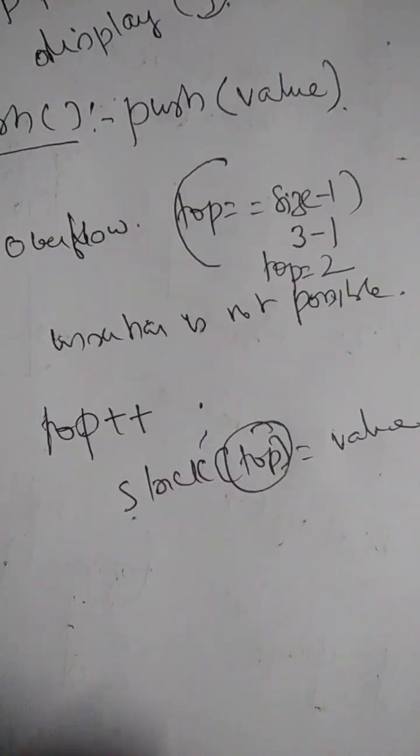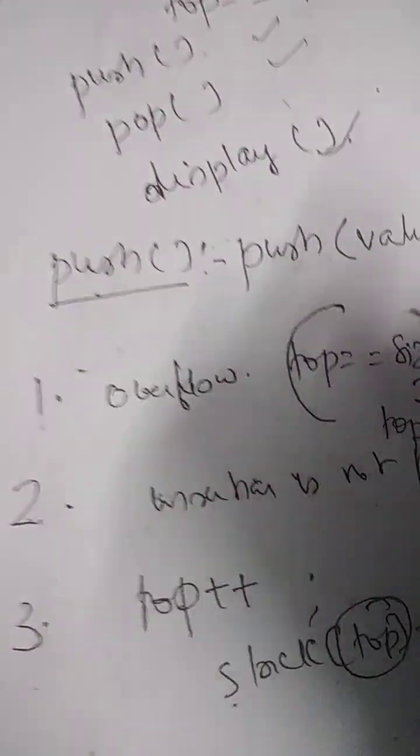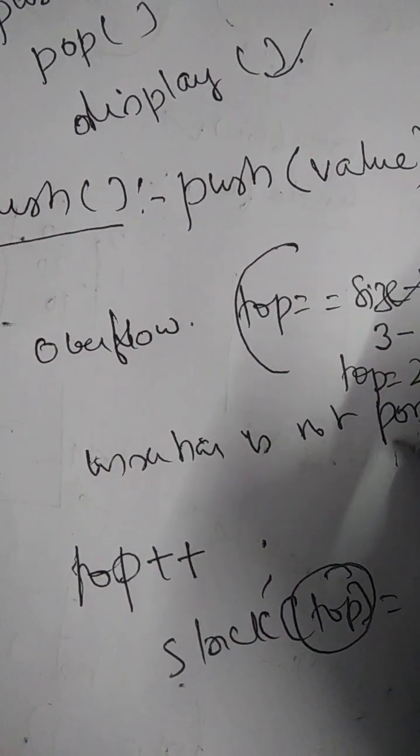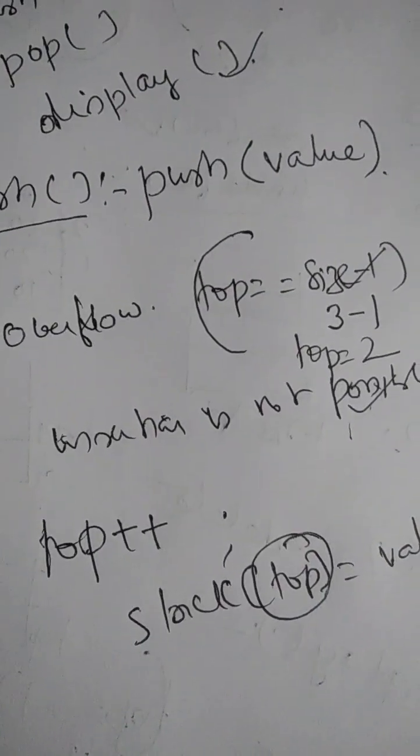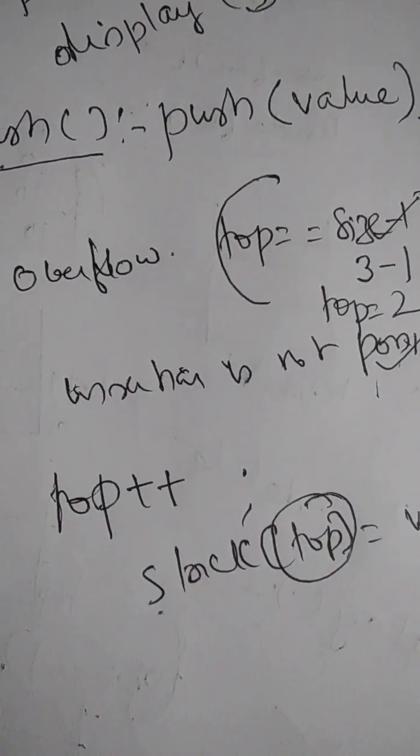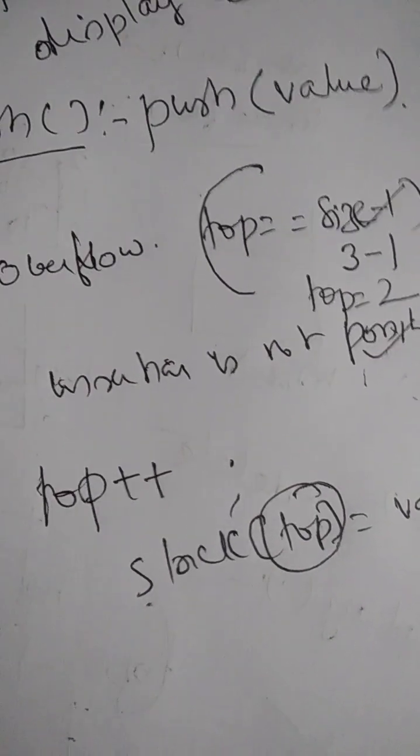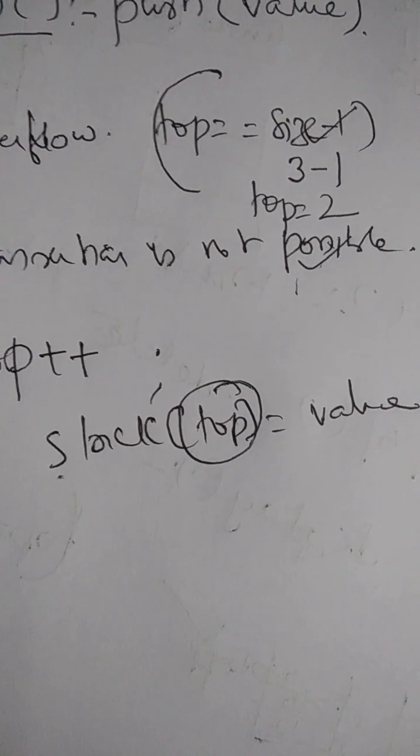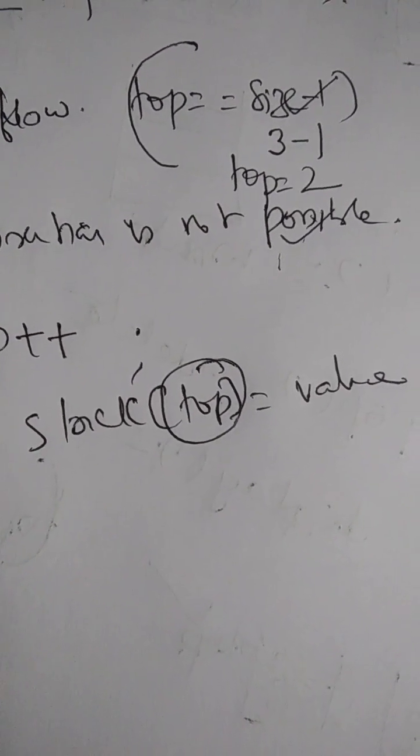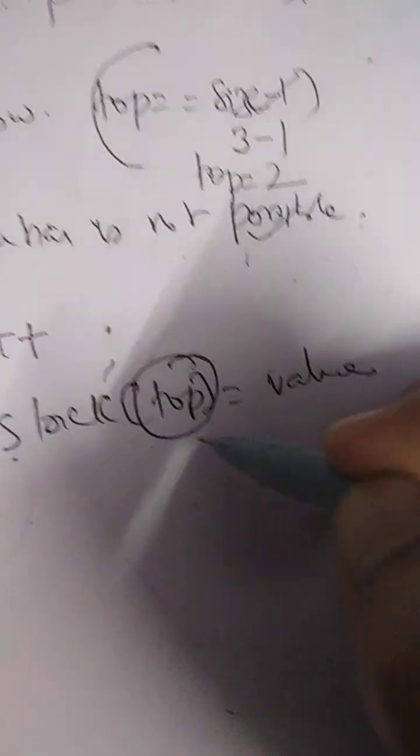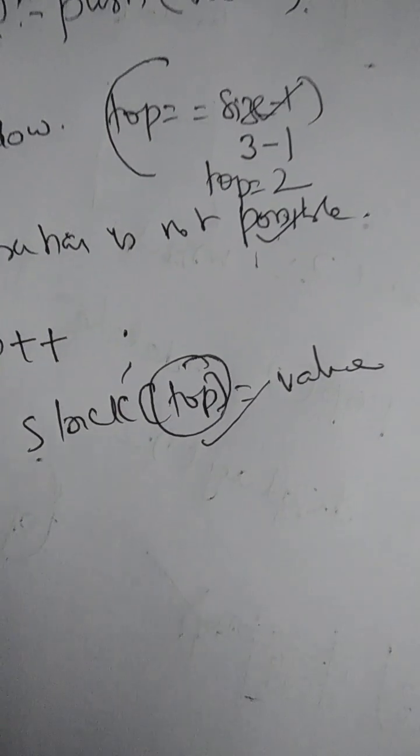So check the condition whether the stack is full. If it is full, display a message: insertion is not possible. And if the condition is false, increment the top variable by 1 and assign stack of top is equal to value. Why? Because we are inserting the value at the topmost position.